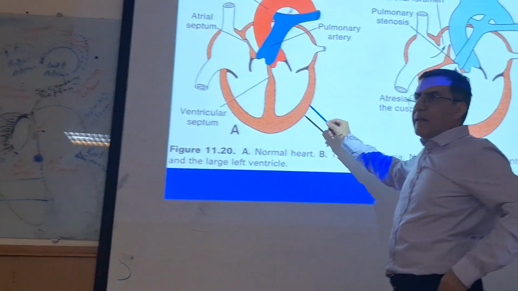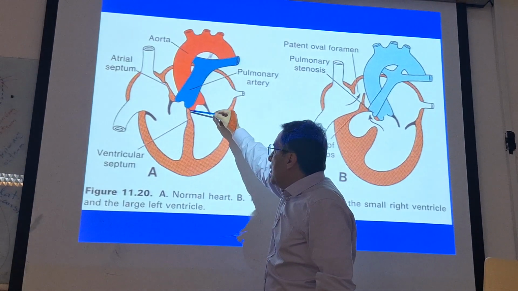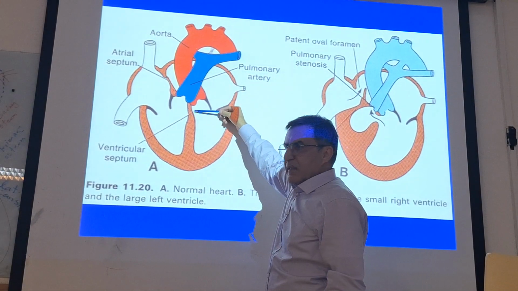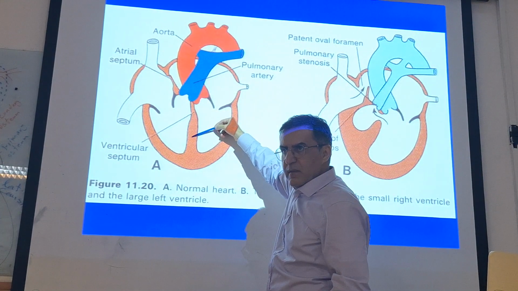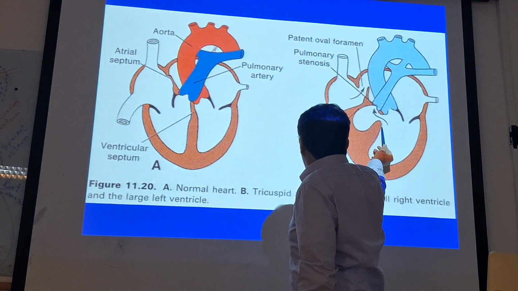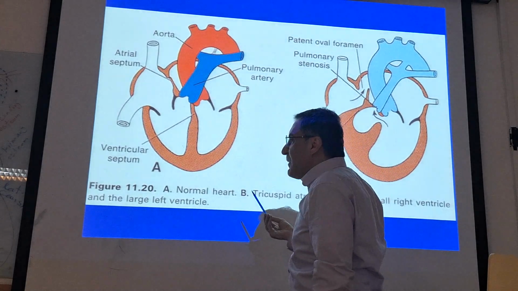Okay, please come back here. Here is a normal heart. You can see the muscular and membranous part. Here is an abnormal one: tricuspid atresia.